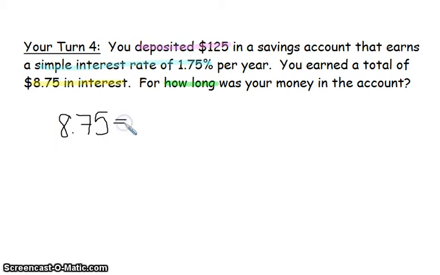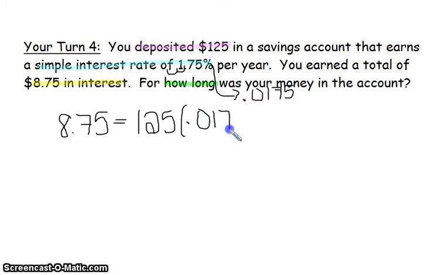Your principal was $125. We're going to multiply that by our rate, which again must be changed to a decimal. So if I move my decimal point over 2 places, that gives me 0.0175. Always change to a decimal. 0.0175. And what I don't know is the T, the time.